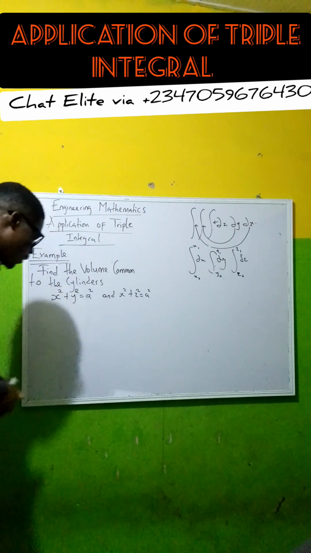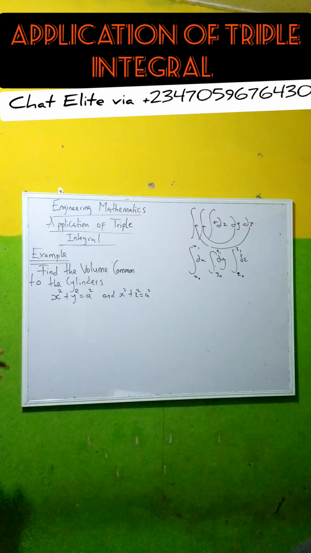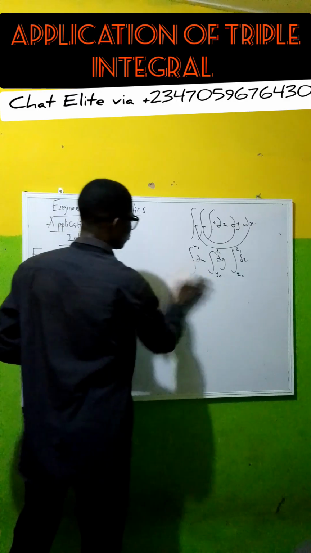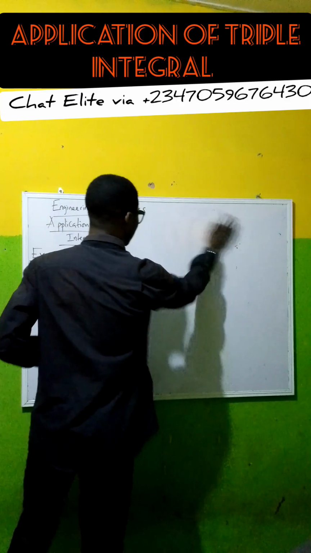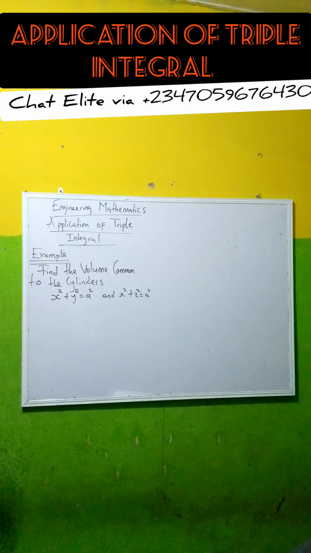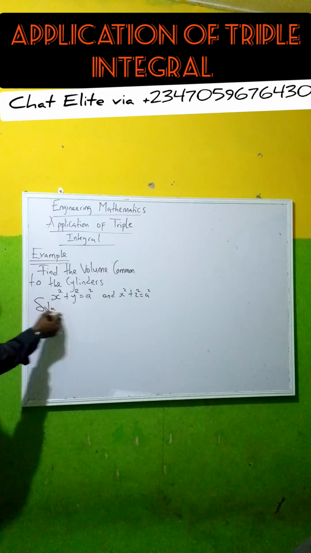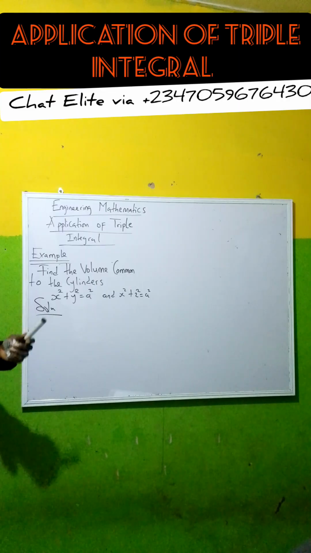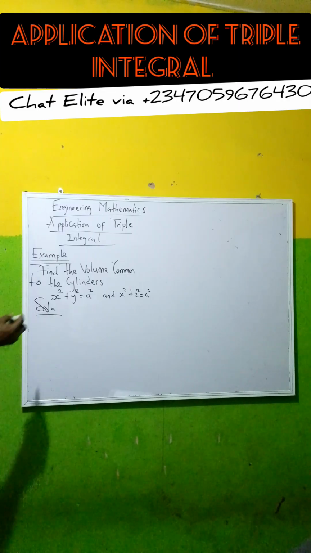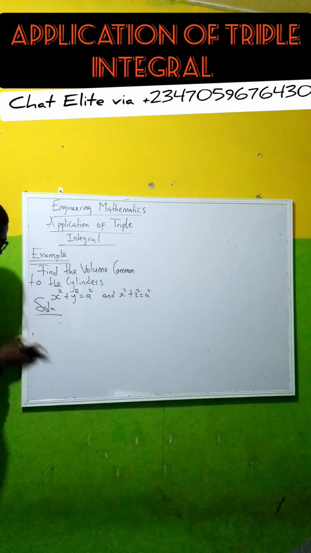Anyway, back to what we are solving. Alright, so now they said we should find the volume common to the cylinders. First and foremost, I would like to give us the diagrammatic illustration that denotes this kind of question. Diagrammatically, we have to show it. So we are having two common cylinders, and it follows like this.